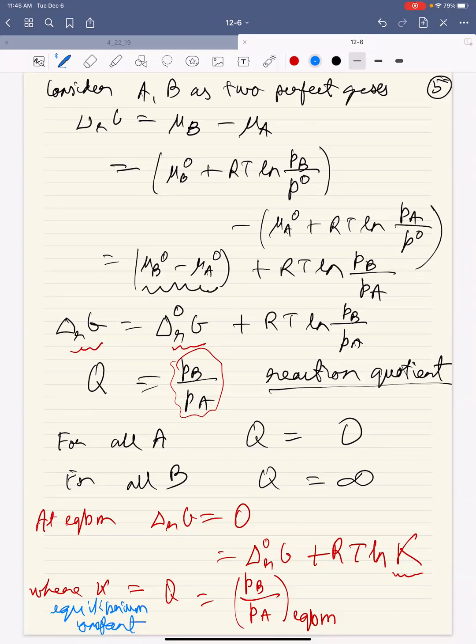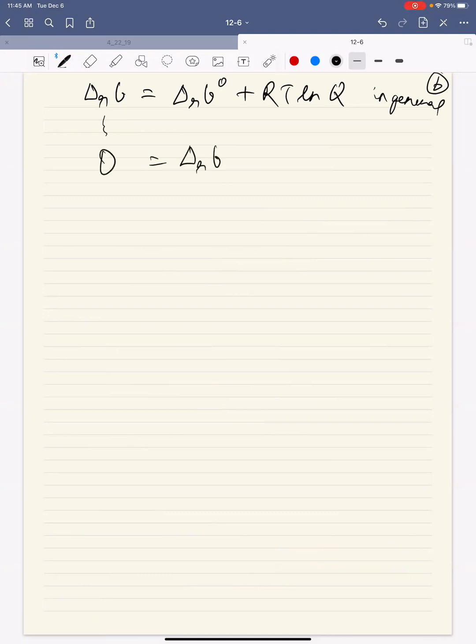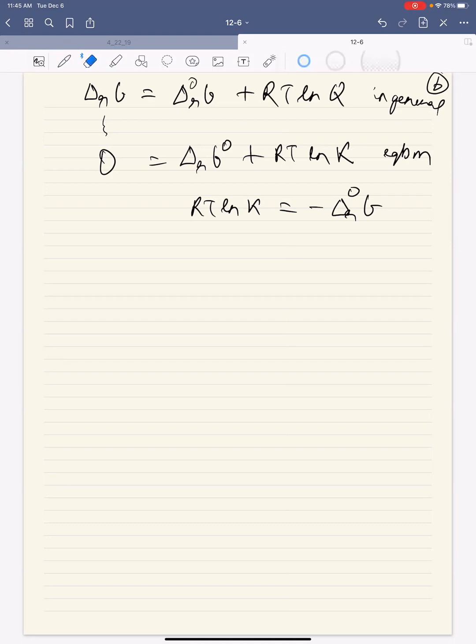And how do we get K? Well, let me write it down on the next page. So what did we do here? We said delta_r G is equal to delta_r G naught plus RT ln Q in general, right? Even if you're out of equilibrium. At equilibrium, delta_r G should be equal to 0. And the value of the reaction quotient that leads to delta_r G becoming 0 is known as K. In other words, RT ln K is equal to minus delta_r G naught, and my naught moved over here magically. Doesn't matter really. So you can get your ln K by looking at minus delta_r G naught by RT.